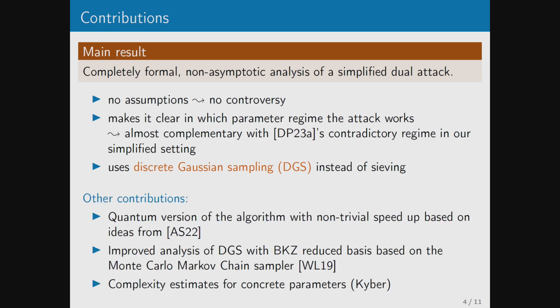Now, the paper also has other contributions. There's a quantum version of the algorithm that has a non-trivial speedup based on ideas from an unpublished draft by Albrecht and my co-author. And what's nice, I think, in the paper is that we improved the analysis of the discrete Gaussian sampler by Wang and Ling, specifically for the case of BKZ-reduced bases, which is how we get a better discrete Gaussian sampler compared to what you would expect. And finally, we also have some complexity estimates, but I'll present them at the end. You have to take them with a grain of salt, definitely.